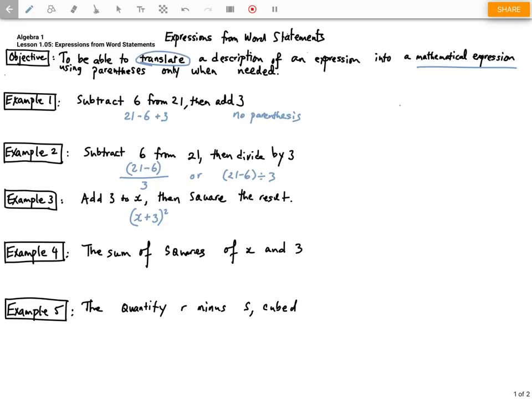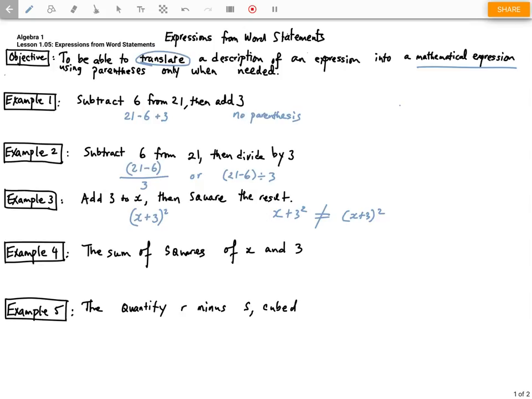Note that parentheses are needed. Without them, only the 3 would be squared. So please note that x plus 3 squared is not the same thing as parentheses x plus 3 close parentheses squared. It's not the same thing.